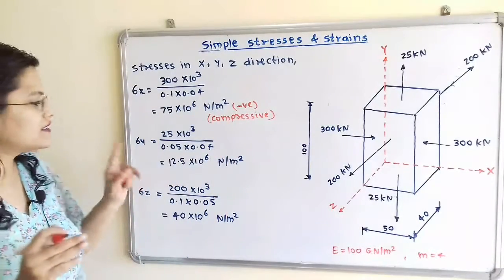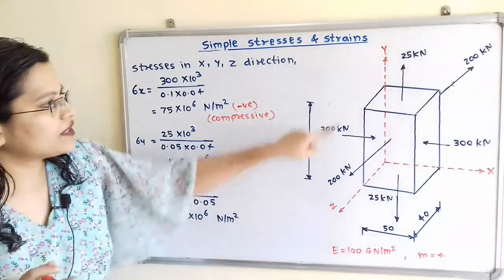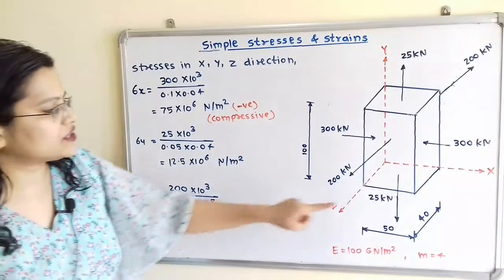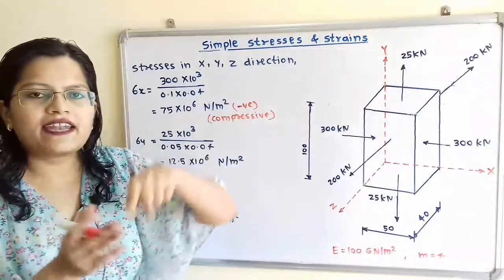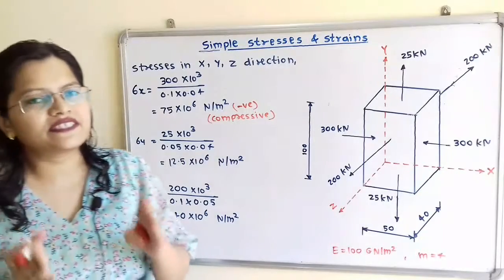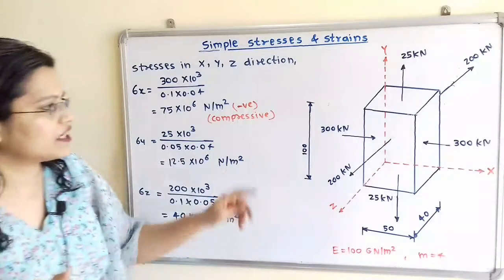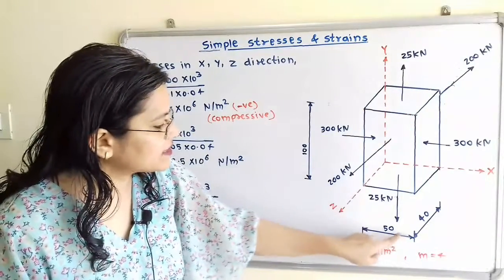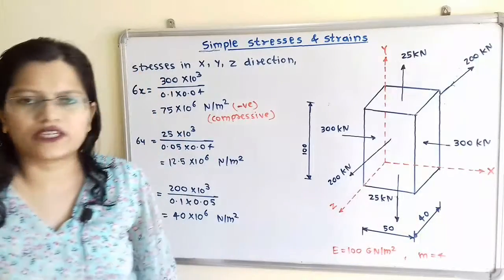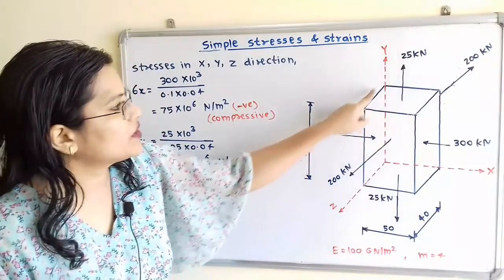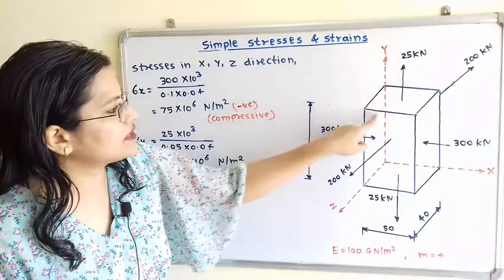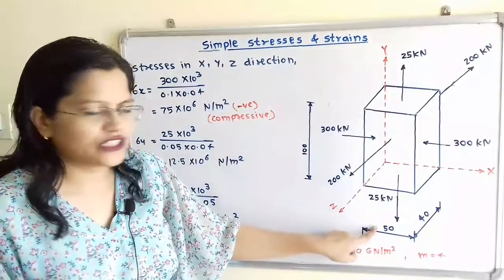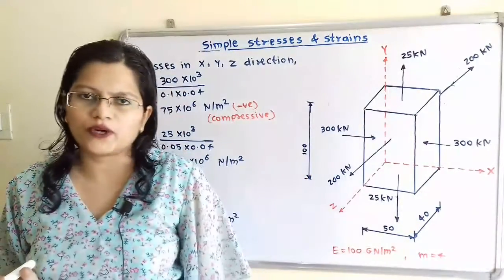Now we will calculate stress along y direction. Now if we observe, this is the y direction. What is the force along y direction? It is 25 kilonewton, and the direction is outward. That means this type of force is tensile force. And if we observe the face, here the length is given 50 millimeter and this is 40 millimeter. So if we observe the face of this 25 kilonewton force, then these two lengths are inward. So what is the area of this face? That is 0.05 multiplied by 0.04.